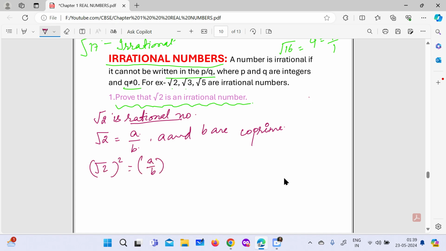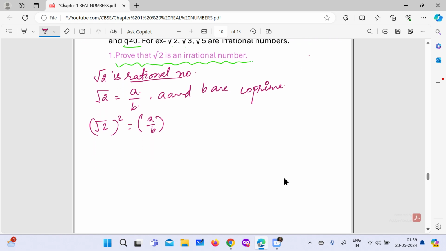So as I said, we are going to prove this one by the method of contradiction. Means we have to prove irrational, and the contradiction method is that I'm going to assume it as rational. I will try to prove this as rational, and when I'm not able to prove this as rational, then we can conclude that this is an irrational number. So let's see how we do it actually. Root 2, we will square it, and both the sides we will square. Hence you get 2 equals a square upon b square.